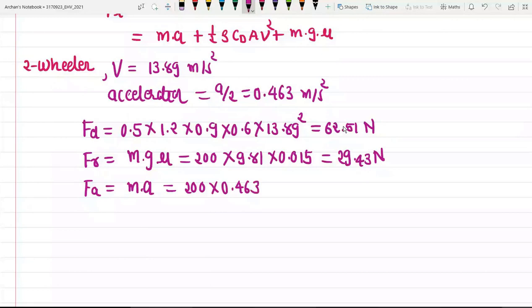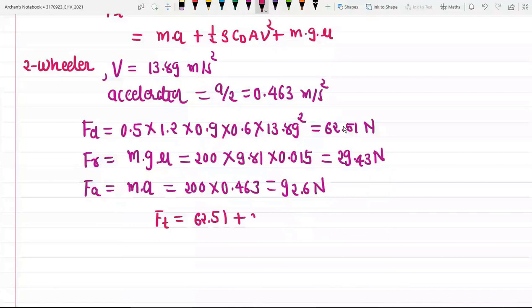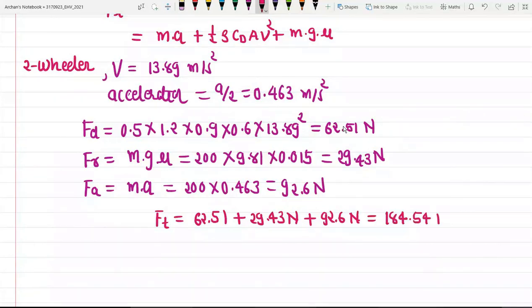So the total tractive force required is given by 62.51 Newton plus 29.43 Newton plus 92.6 Newton, which is equal to 184.54 Newton. So this is the tractive force required to reach 50 kilometer per hour in 20 seconds, at a velocity of 50 kilometer per hour.